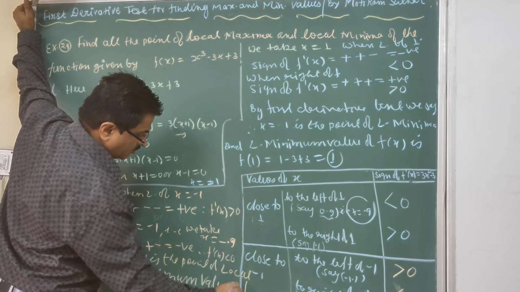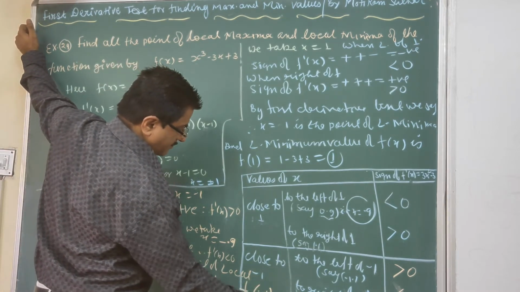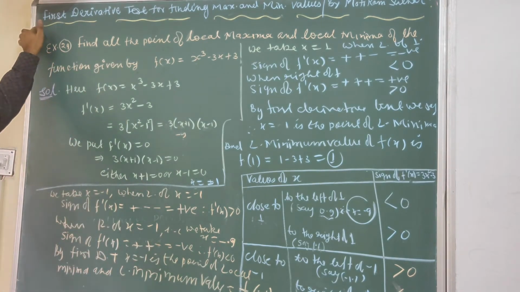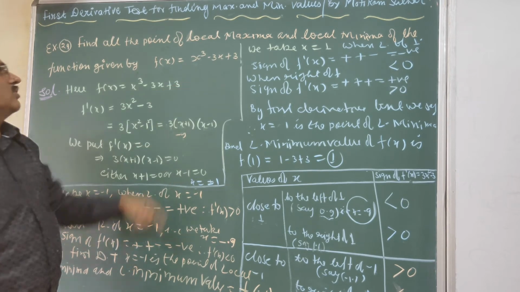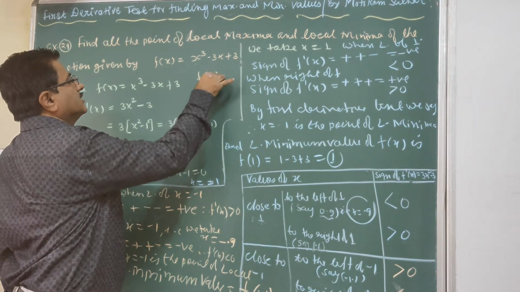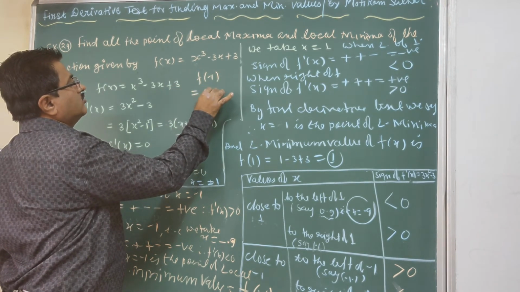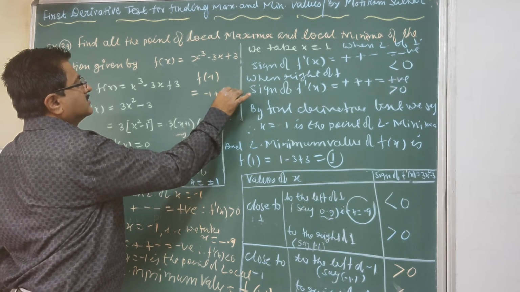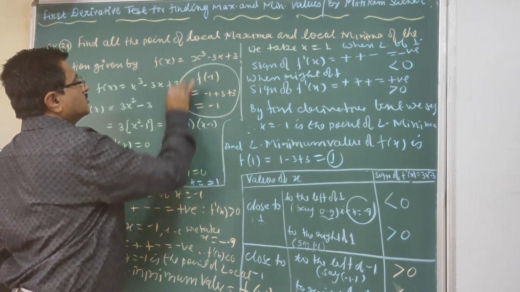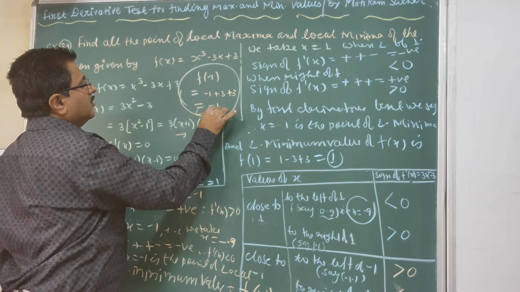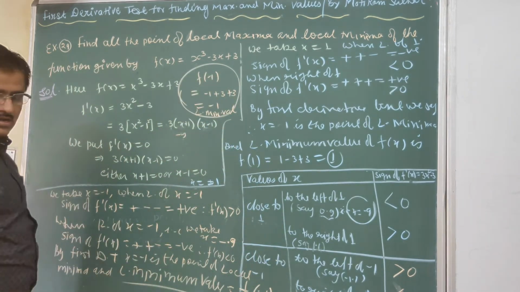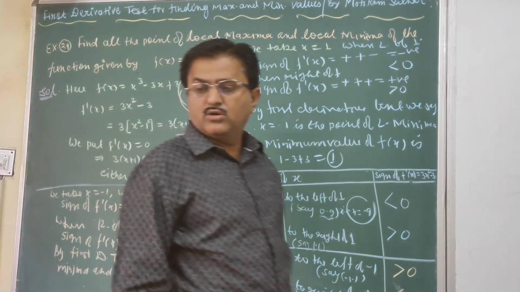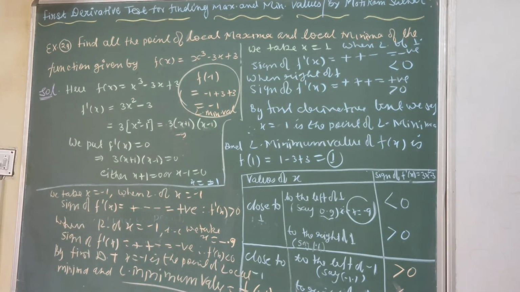Now the local minimum value of the function. For that we have to put x equal to minus 1 in the given function. Here put minus 1: f of minus 1 equals minus 1 cube, minus minus plus plus. So this is minus 1. That is the local minimum value of the function.